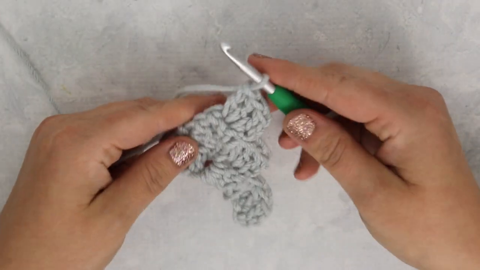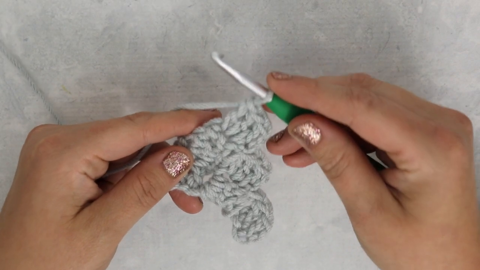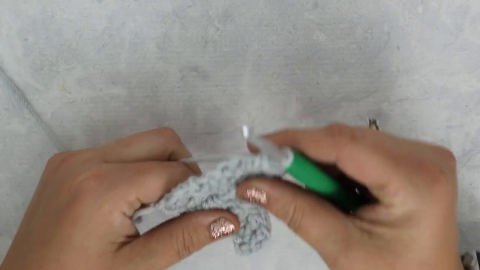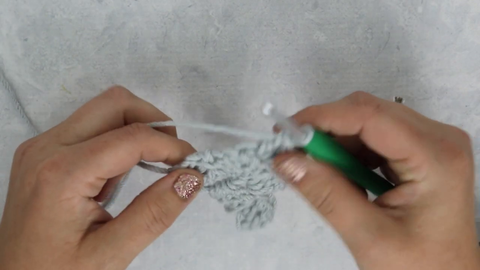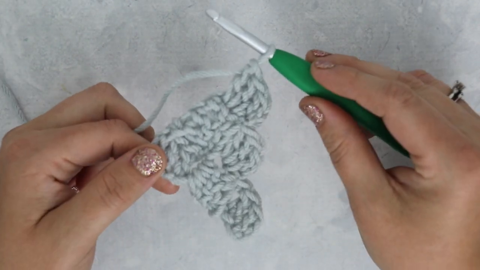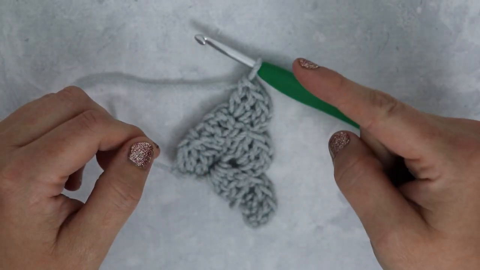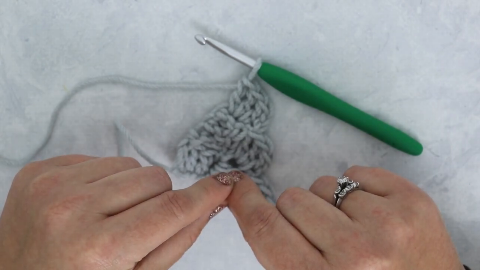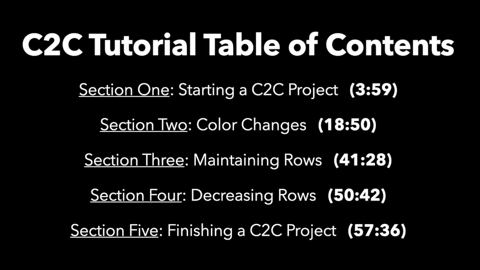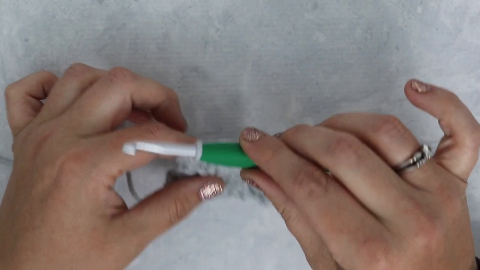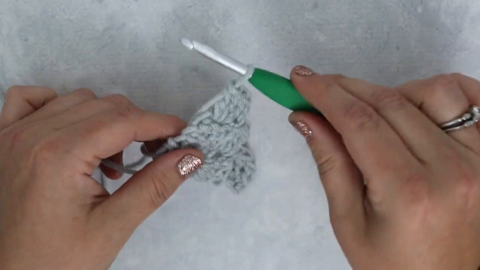So we have two more rows of just this solid color before we start color changes. So if you want to skip ahead to the next section, you can go ahead and do that. And this screen, next screen, will show you what time to jump to. Or if you would like to continue watching these next two rows, if you're crocheting along with me, please feel free to do that as well.